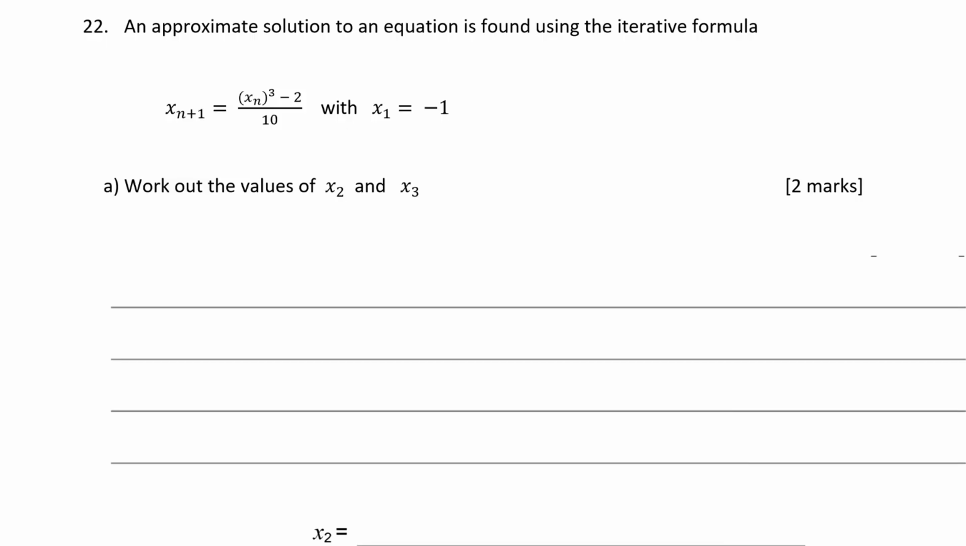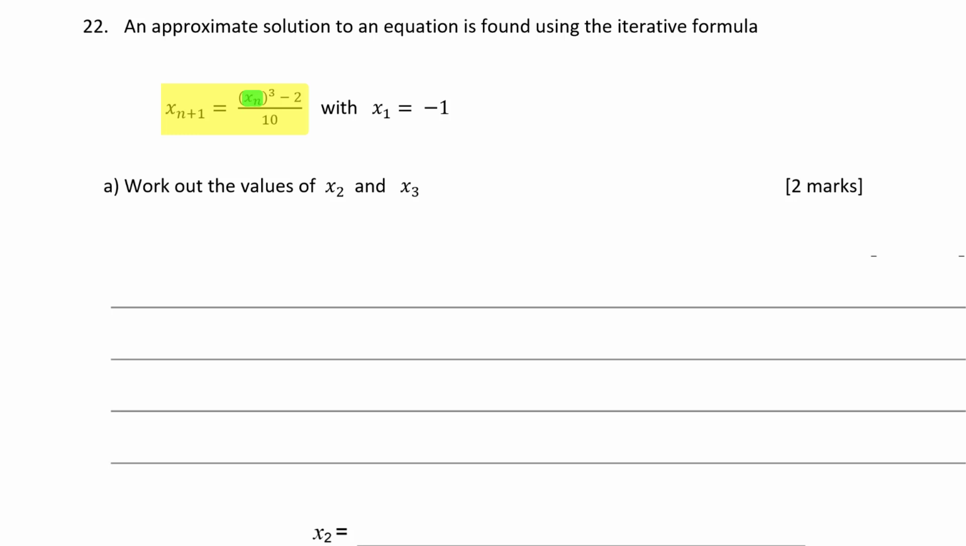An approximate solution to an equation is found using the iterative formula x(n+1) is equal to (x_n all cubed minus 2) all divided by 10, where x1 is equal to minus 1. Part A says work out the values of x2 and x3. Okay, well, this is our iterative formula here, and what we do is we sub in our last value into the formula to get our next value.